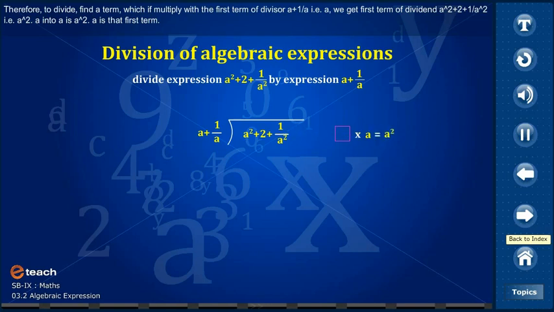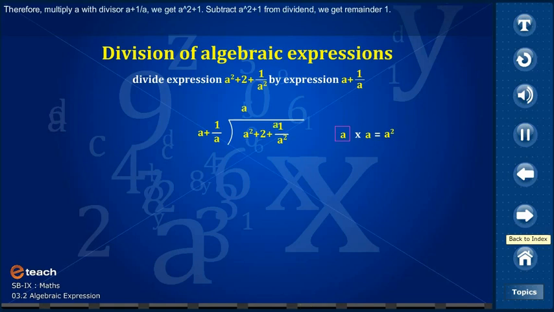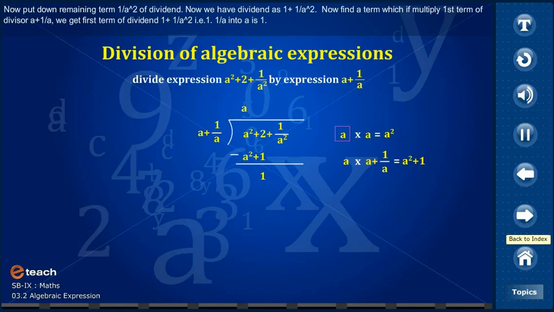is a square. a into a is a square. a is that first term. Therefore, multiply a with the divisor a plus 1 by a and we get a square plus 1. Subtract a square plus 1 from the dividend and we get remainder 1. Now put down the remaining term 1 by a square of the dividend. Now we have the dividend as 1 plus 1 by a square.